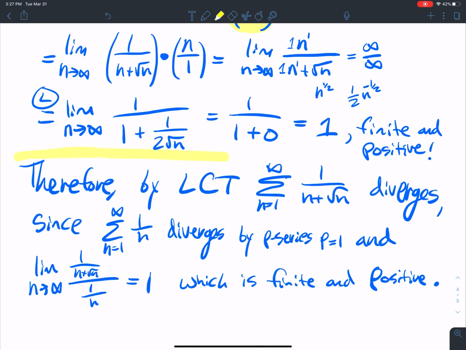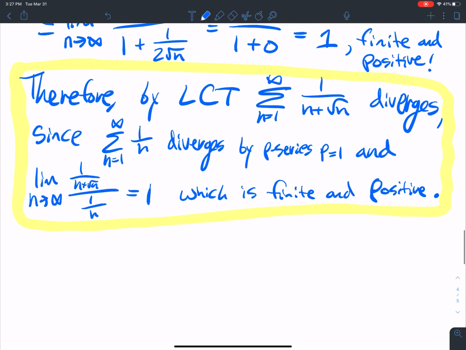So this is what I'm looking for as you write your answer. Tell me what test you're using and then what tests back up those tests, right? Let's do another one.